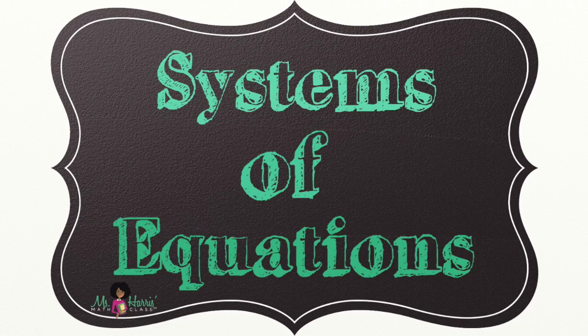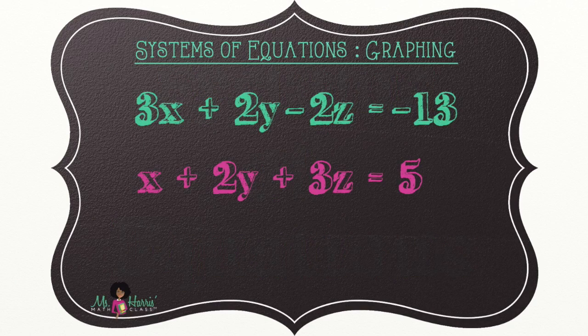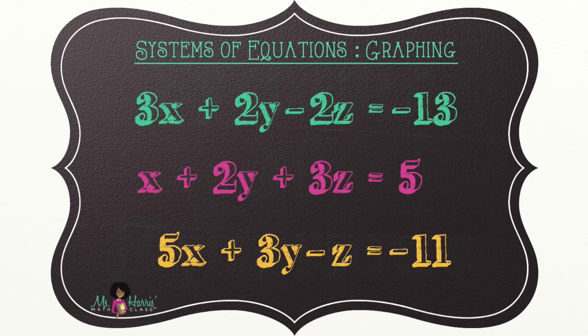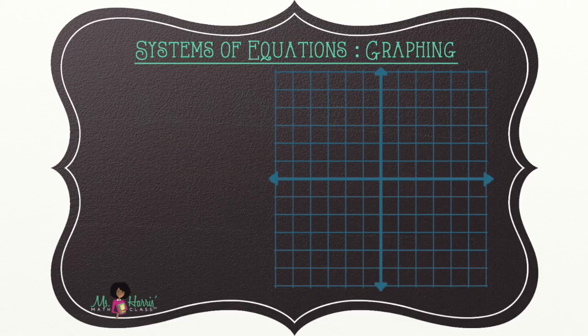A system of equations is a collection of two or more equations with the same variables, where a value for each variable satisfies each equation. Let's look at our first problem. Solving the system of equations y equals negative 2x plus 4 and 2y equals 6x minus 12.